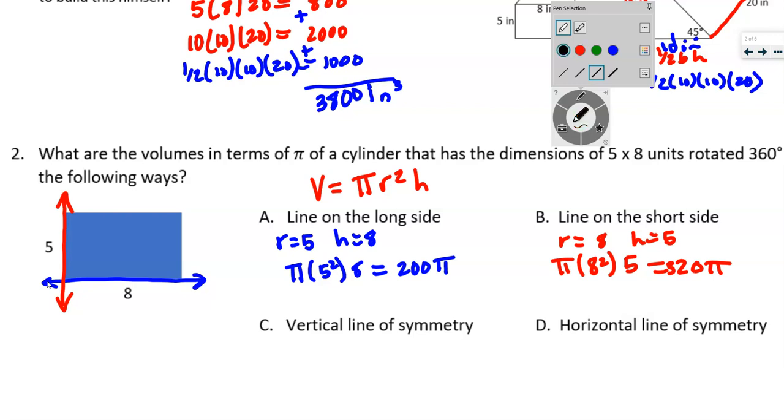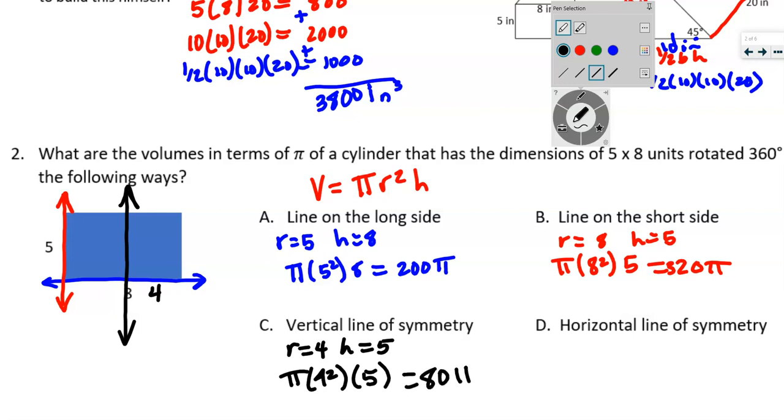All right, our next one, let's pick a different color here. We'll go with black now. It says a vertical line of symmetry. So a vertical line of symmetry would be here, and that would mean that I'm cutting this into 2 equal parts. So our radius is now 4, right? So the radius is equal to 4. Our height is equal to 5. So we're going to do pi times 4 squared times 5. So that's going to be 16 times 5. And that's going to be 80 pi.